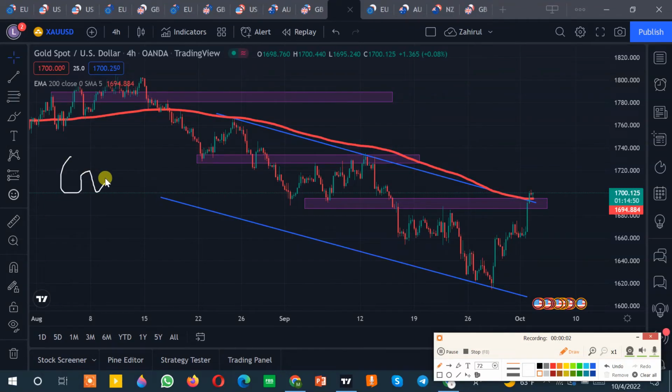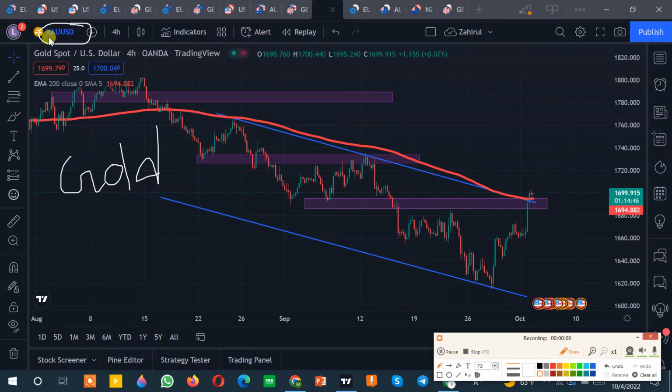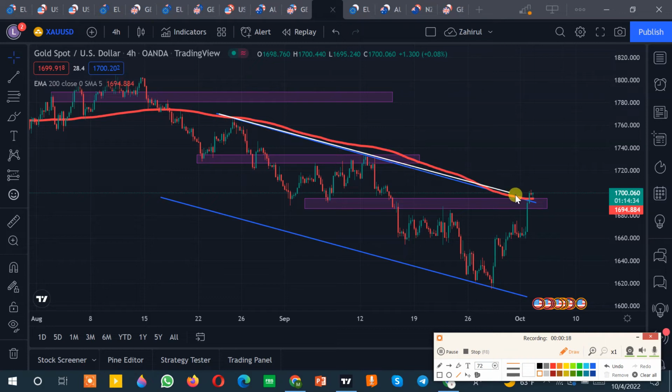It's the gold chart, XAUUSD for H4. From this chart, it is a downward channel. This downward channel indicates that the market is in a downtrend.